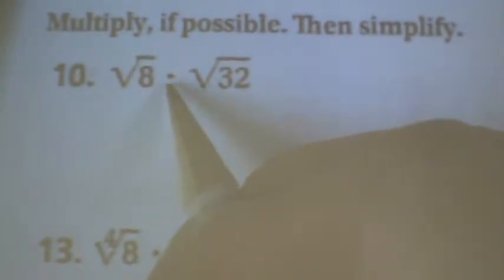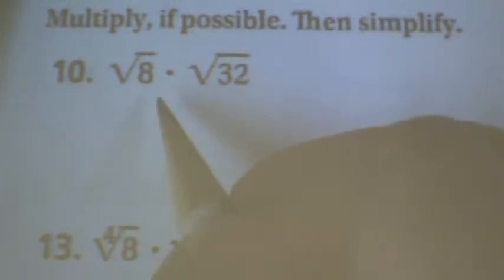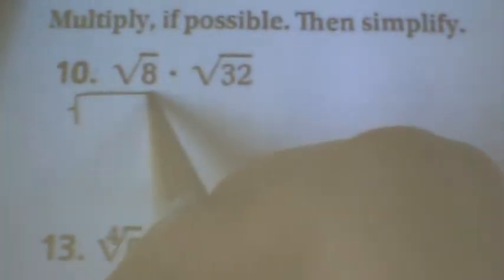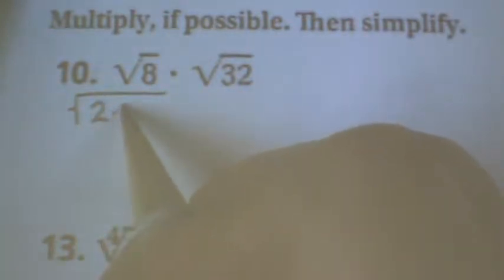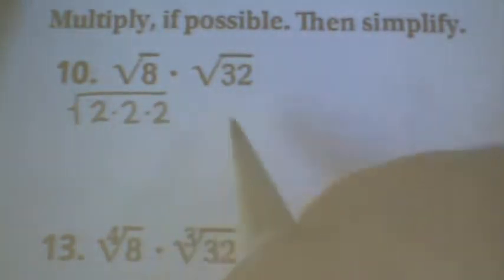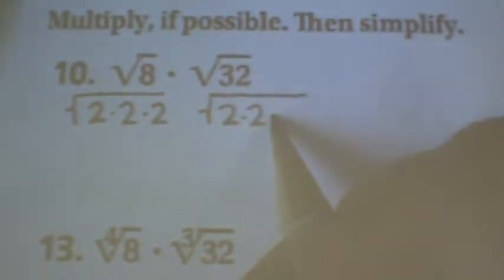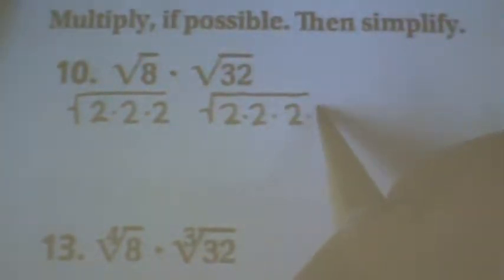So for number 10, you have the square root of 8 times the square root of 32. So I would break this up. Square root of 8: we have 2 times 2 times 2 is 8. And 32 is 2 times 2 is 4 times 2 is 8 times 2 is 16 times 2 is 32.